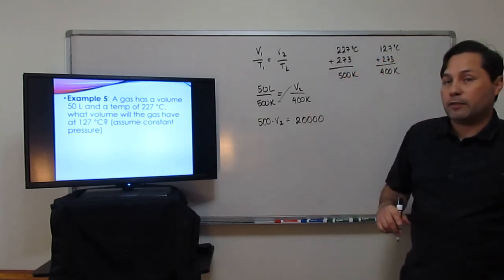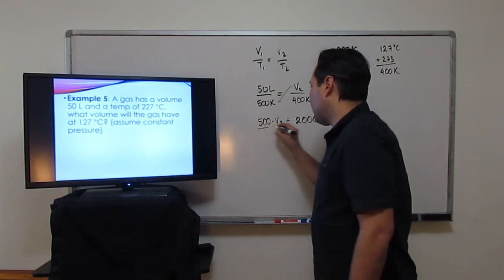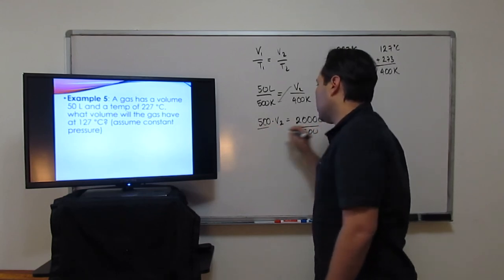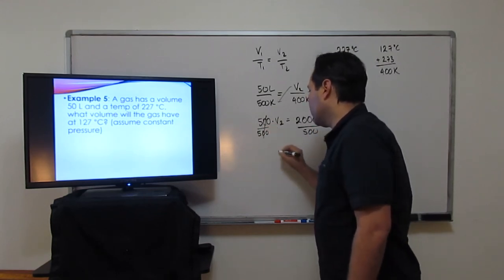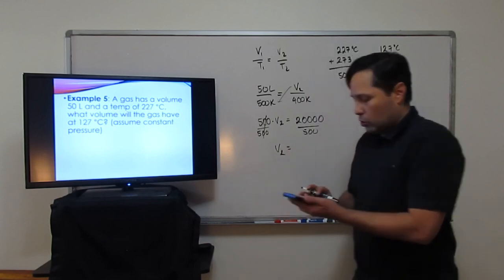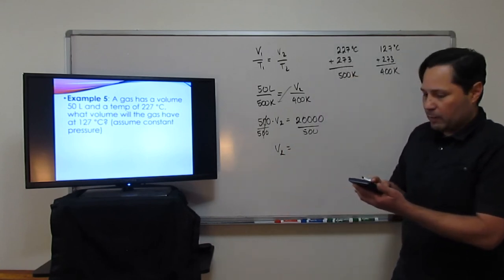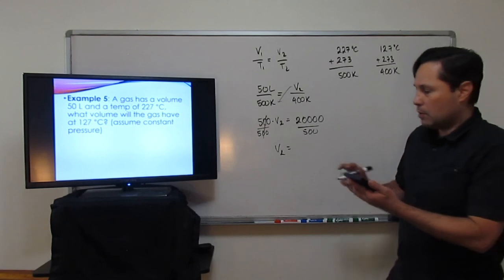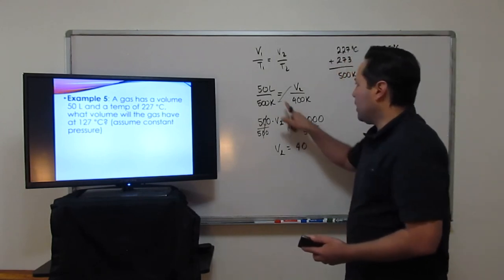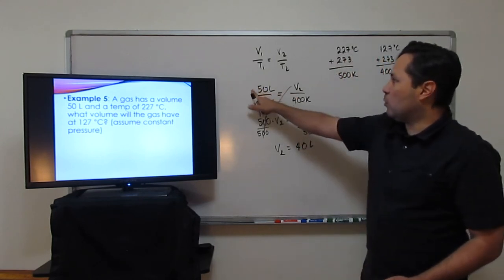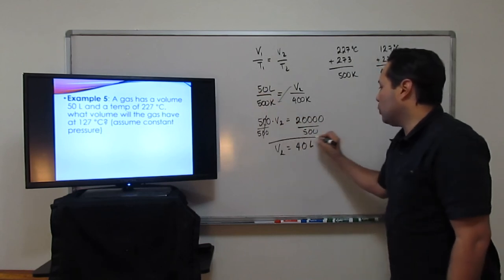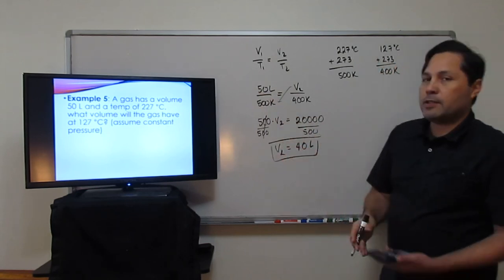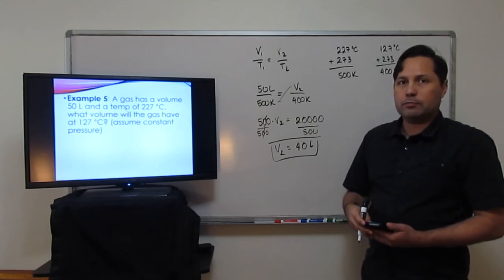Finally, I want to isolate the V2, so I want to get rid of the 500. So I divide both sides by 500, so I can isolate the V2. So that's going to be 20,000 divided by 500. It'll give me 40, and it's going to be in liters because V1 was in liters, so therefore V2 will be in the same unit. And that takes care of example number 5.